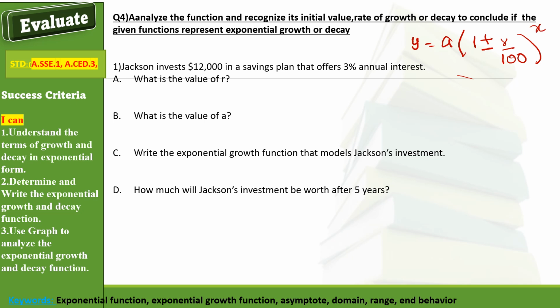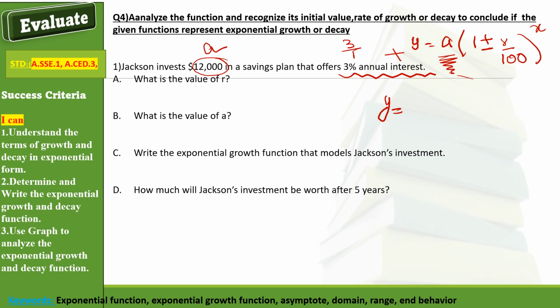Okay, now start reading the question and try to find out where is my A. First of all, I don't know what the question is asking. I will check. Jackson invests 12,000. So what is 12,000? It is the value of A. In a saving plan that offers 3% in annual interest. Annual interest, it means you will get it, it means plus.